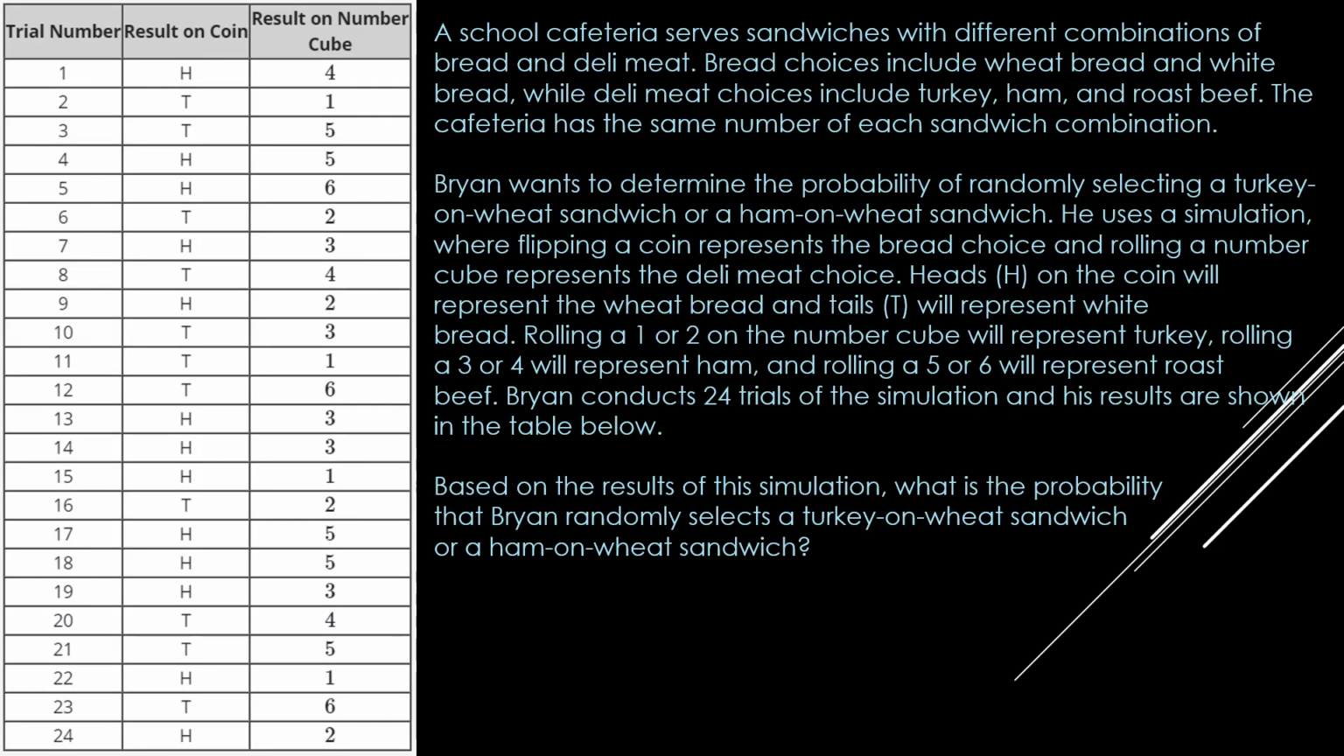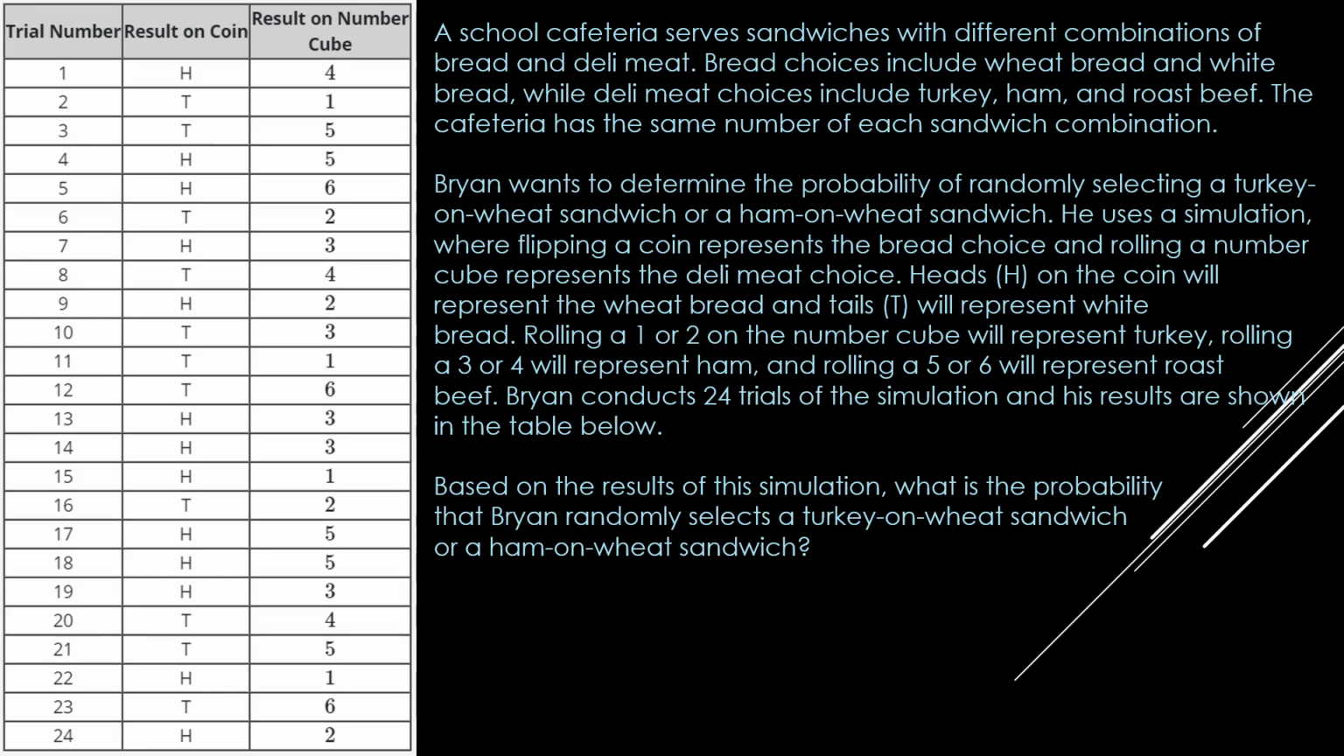Next question here says that a school cafeteria serves sandwiches with different combinations of bread and deli meat. Bread choices include white and wheat bread. Deli meat choices include turkey, ham, and roast beef. The cafeteria has the same number of each sandwich combination.